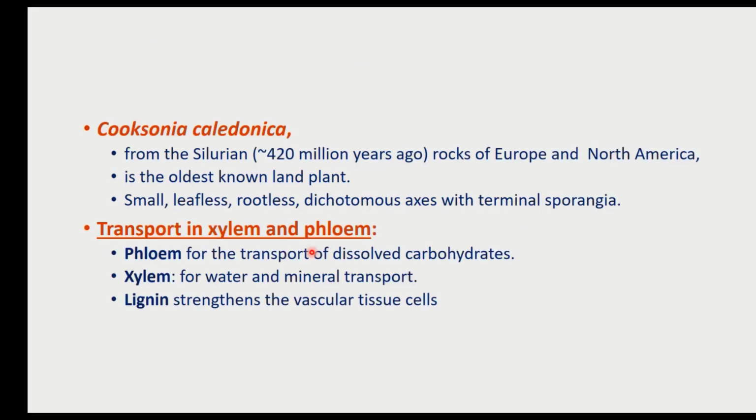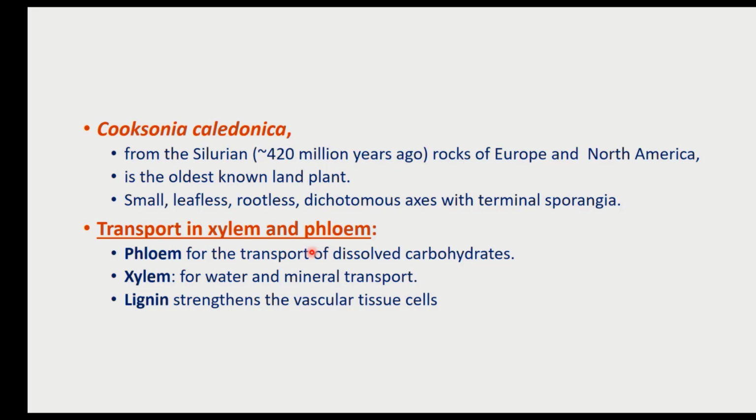And there will also be, forgive my pronunciation, Cooksonia caledonica, which is from the Silurian, more than 400 million years ago, rocks of Europe and North America, and is the oldest known land plant. This Cooksonia is small, leafless, rootless and dichotomous, with terminal sporangia.